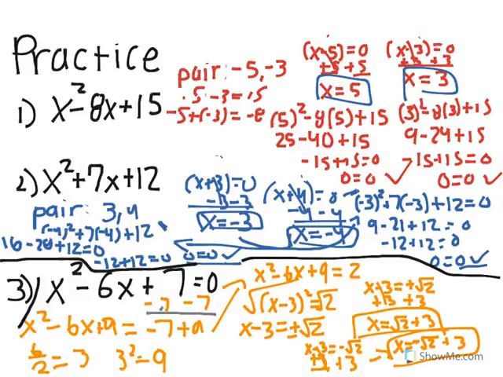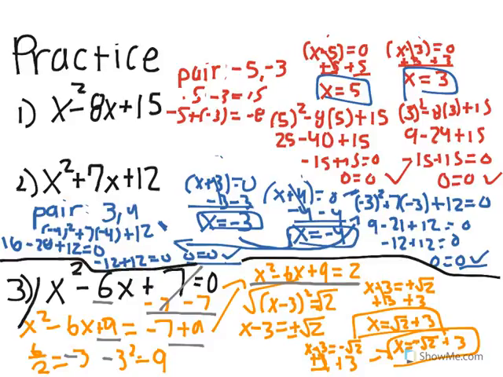I subtracted 7 from both sides, which eliminated it here. So I got x squared minus 6 equals -7. But these plus 9s come from when I divide the second number and I add it to both sides. I take the second number, I square it, and I add it to both sides. So it's plus 9 to both sides, so I end up with x squared minus 6x plus 9.